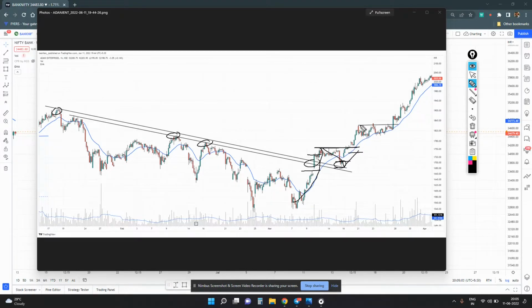Similar thing happened. There was support of the 20 EMA, and once it broke, you can buy here, keep a stop loss here, and again take a 1 is to 2, 1 is to 3 trade. So you can trade like this as well.